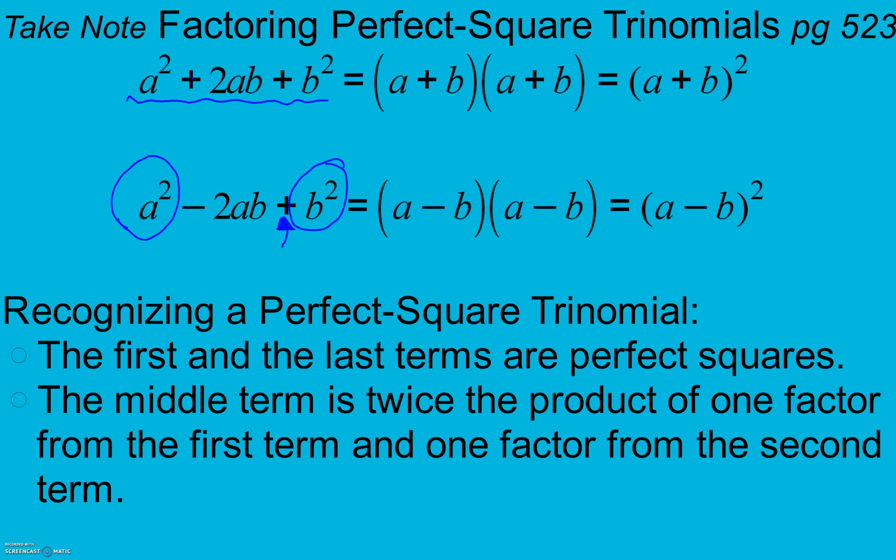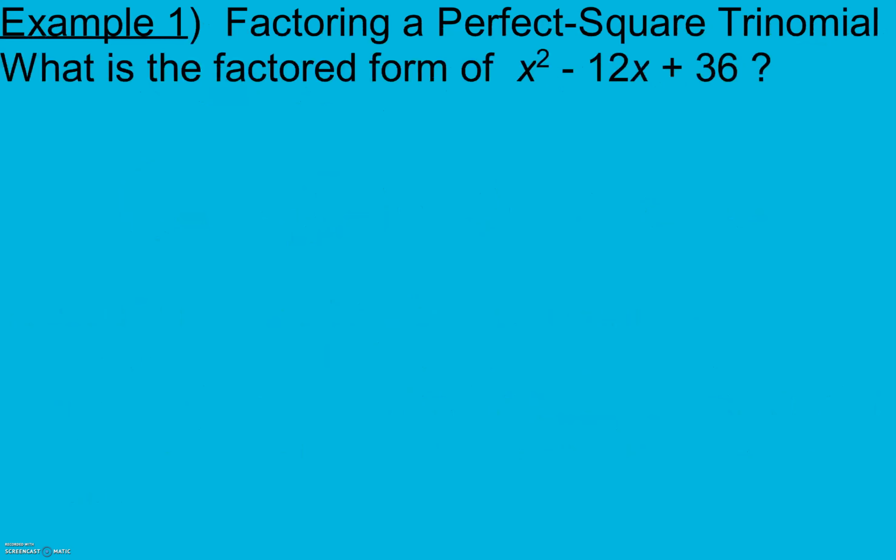Then we have to double check our middle. Our middle term has to be double the product of our factors from a and from b. So again, the middle term is twice the product of one factor from the first term and one factor from the second term. In example one, we're going to come up with the factored form for this.